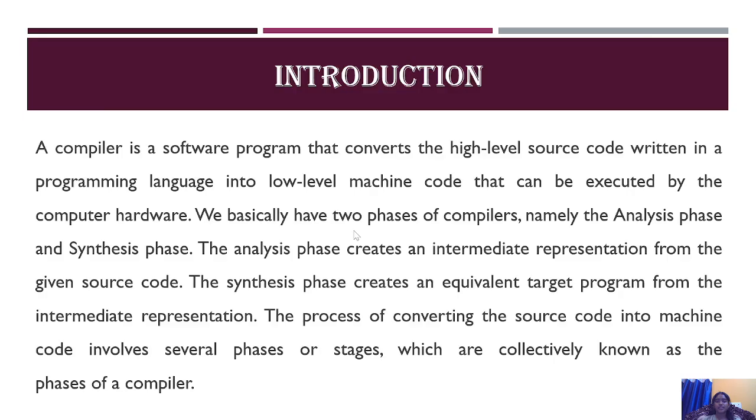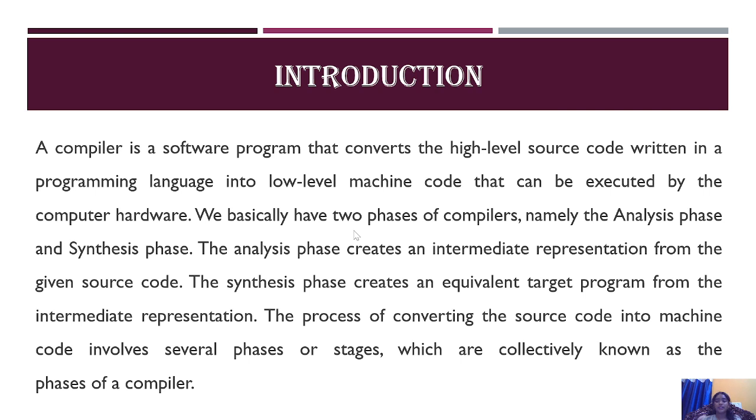Today I am here to discuss the phases of compiler. Coming to the introduction, a compiler is a software program that converts the high-level source code written in a programming language into low-level machine code that can be executed by computer hardware. We basically have two phases of compiler, namely the analysis phase and the synthesis phase. The analysis phase creates an intermediate representation from the given source code. The synthesis phase creates an equivalent target program from the intermediate representation.